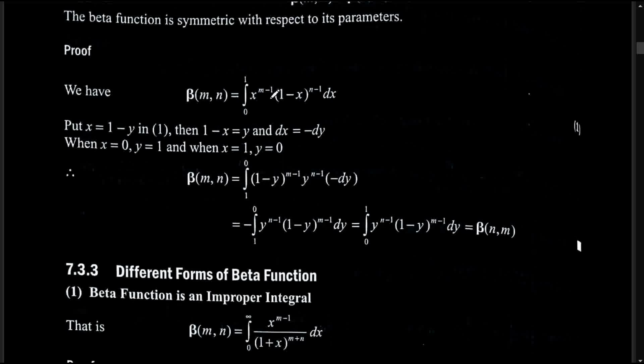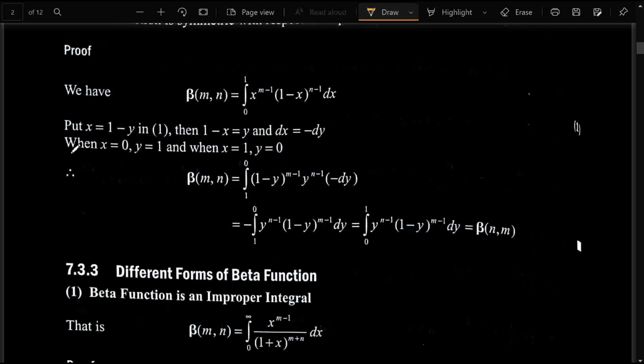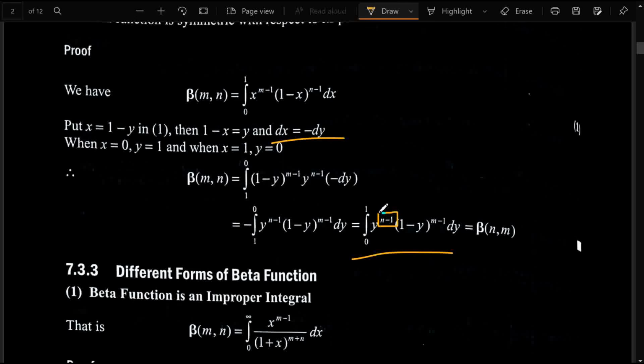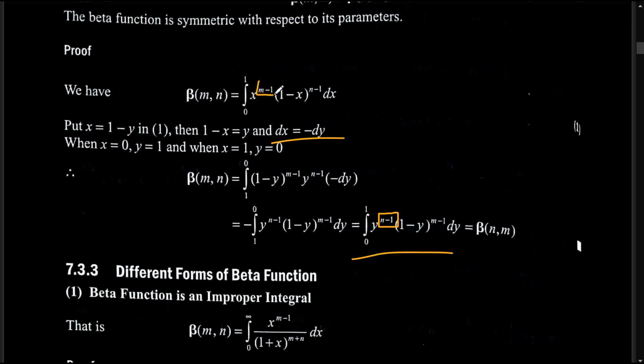So let me prove it. Let x equal 1 minus y, and then 1 minus x equals y. Differentiating, you get dx equals minus dy. Let's substitute in this equation and solve. Just the variable is different, so it doesn't matter. But here if you see, in place of m, n is there, and in place of n, m is there. So this proves that they can be interchanged.